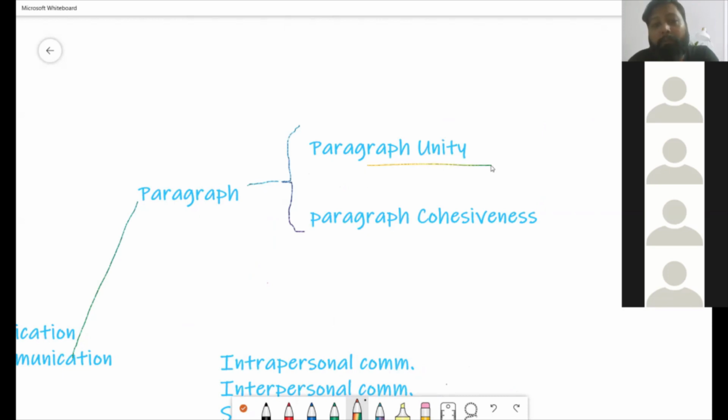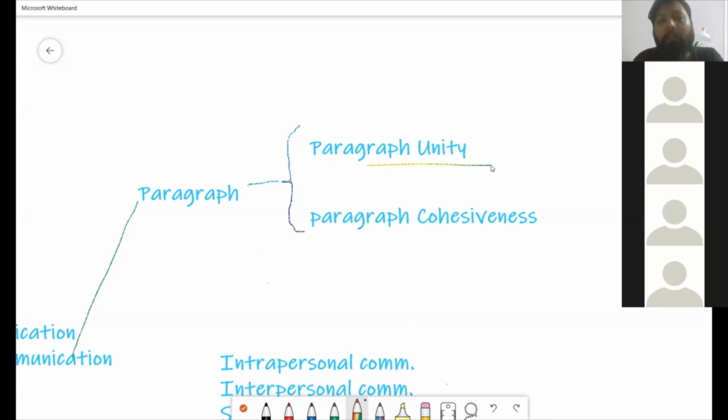This is very important for you to remember because this is also asked of you in the objective type examinations that you might appear in. What is the meaning of paragraph unity? Paragraph unity means all the sentences within the same paragraph are only going to be talking about the one main idea about which the paragraph is. This is how simple paragraph unity is.